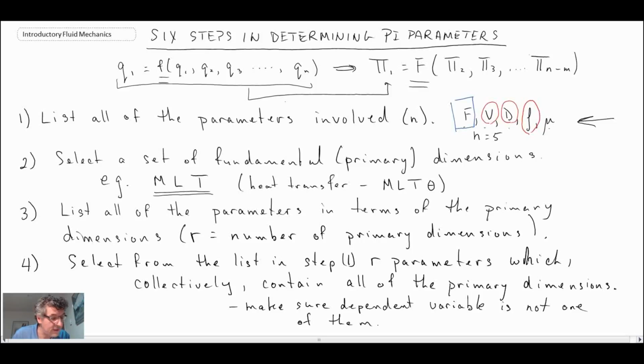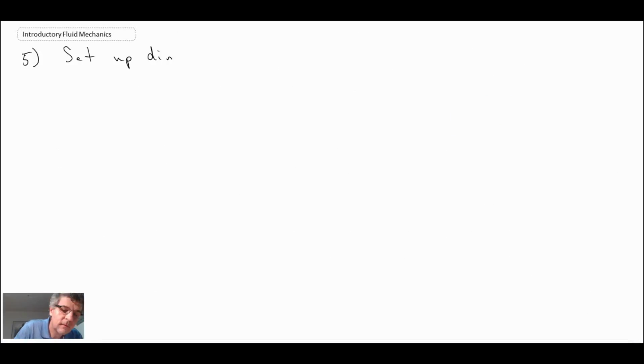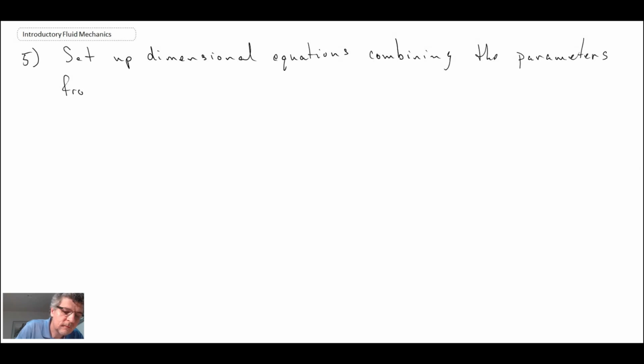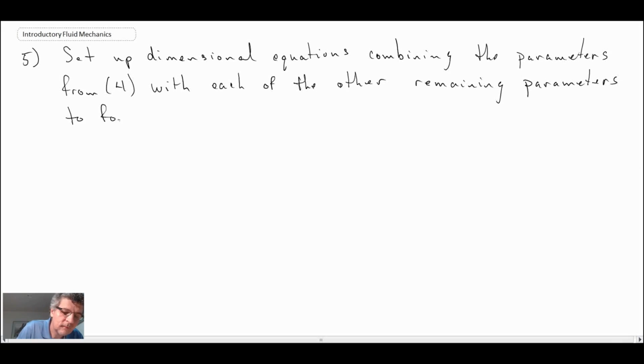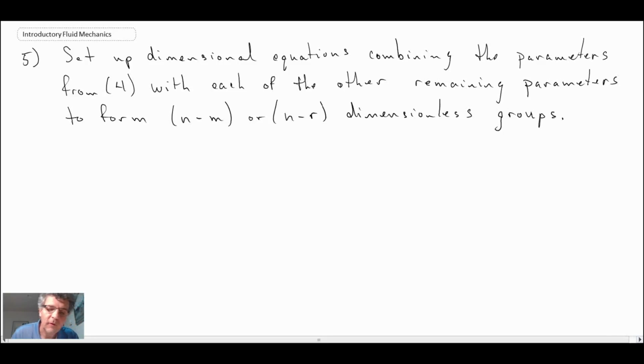Let's move on and take a look at step 5. You want to set up dimensional equations. And from an earlier segment, you remember we talked about dimensional homogeneity. Essentially what we're going to be doing is setting the dimensions of our pi parameters equal to 0. And then we get a number of equations, a number of unknowns. And this, in all honesty, is probably the funnest part of Buckingham pi, because you get to solve these equations and then you get your exponents. And I'll show you in the example in the next segment what I'm talking about.